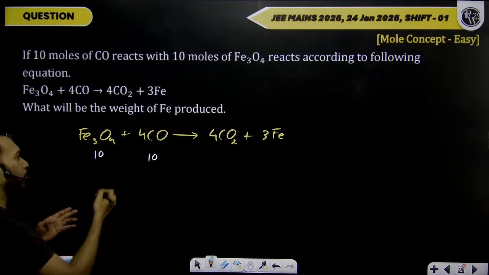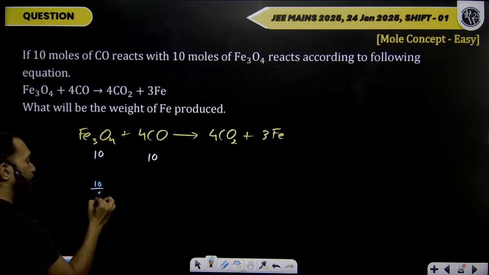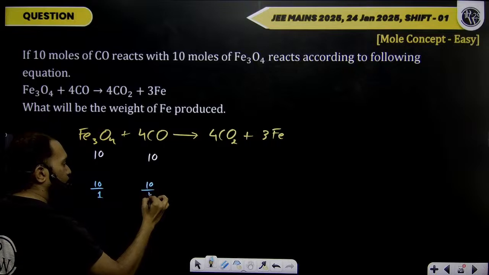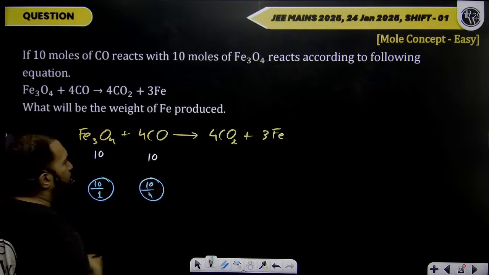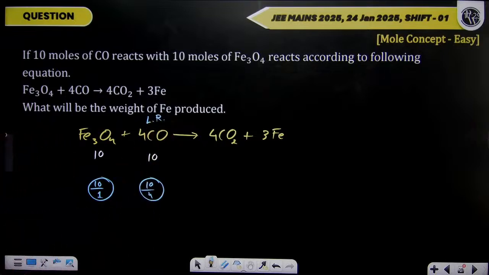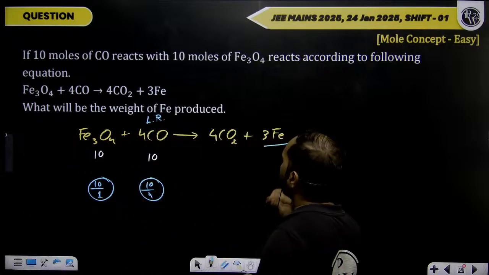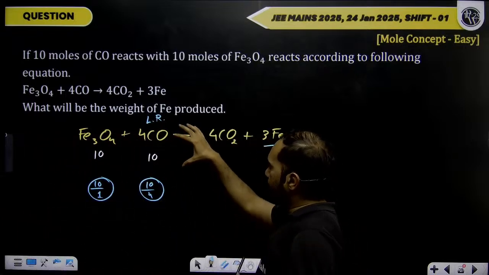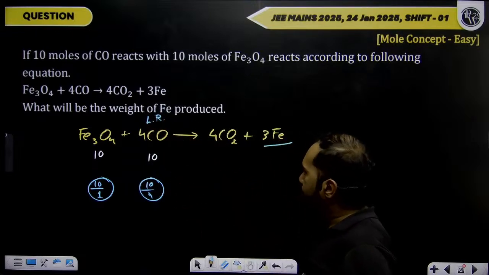If you're not able to see, just follow the process. Number of moles divided by the stoichiometric coefficient. Which fraction is smaller? This fraction is smaller. That means this one is the limiting reagent. Clear? So we need to figure out how much iron will be produced. Now we will go ahead in this question by keeping in mind this carbon monoxide.